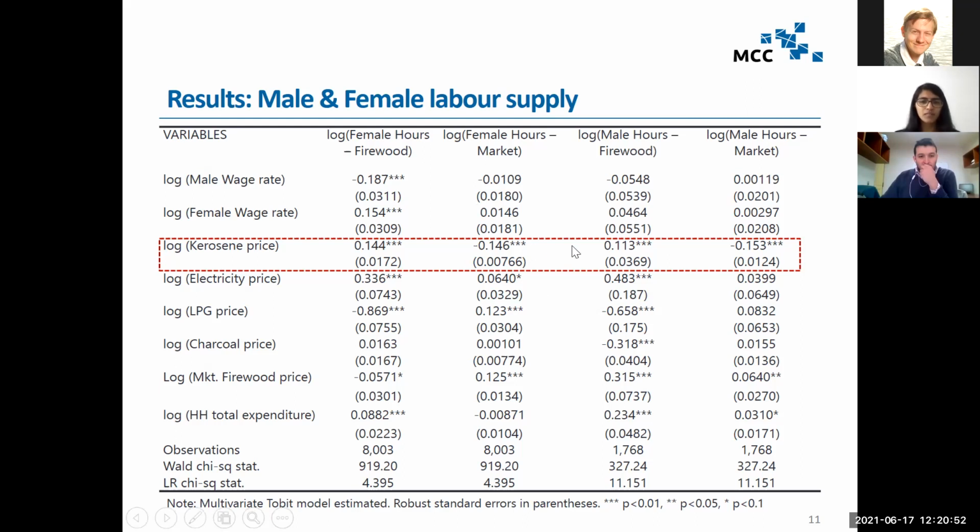At the same time, the time that women and men spend working in the market declines, and these are statistically significant. For other fuels, we find more conflicting patterns. So for electricity, we find that, again, the demand for firewood increases when electricity prices increase. But in the case of LPG, the demand declines. So this could be picking up the common pattern that LPG and firewood are complements, rather than really being a causal effect. We also see that the time spent on firewood collection is positively related to the female wage rate, which is a bit counterintuitive.